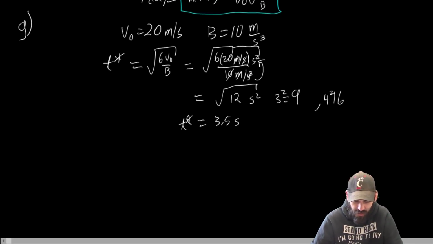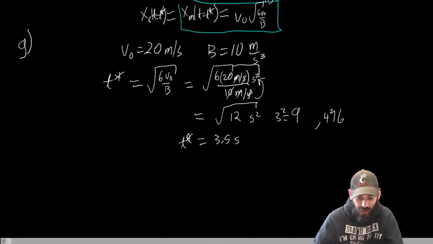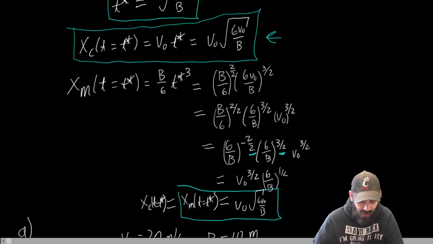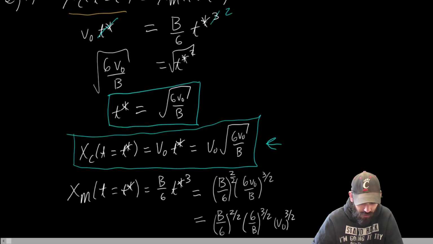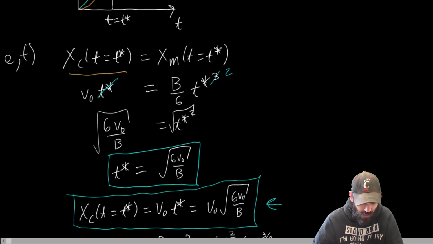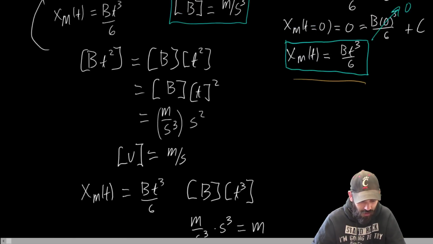Okay. Now let's find how far the cop has to go before it catches the speeder. In order to do that, let's actually do it in terms of the position equation for the car. That one's a little bit simpler, right? We don't have to square anything or cube anything.